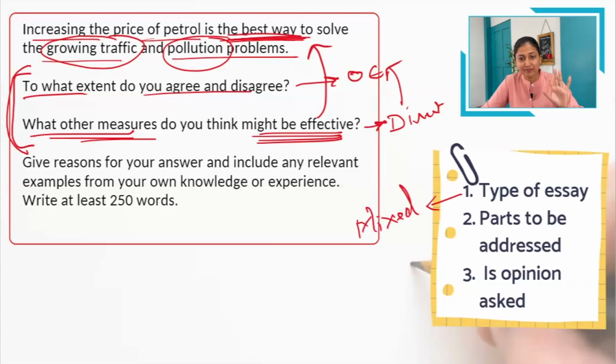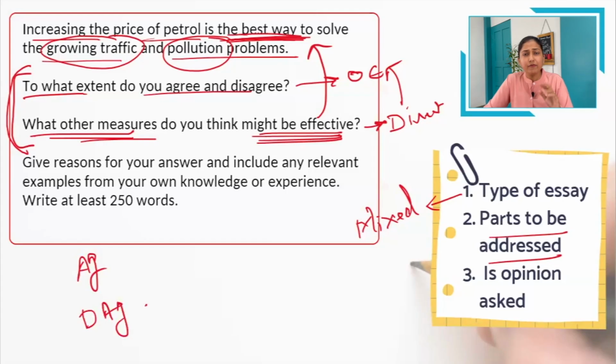Understanding how to address this is something we will come to later. For now, relax and understand. Number 2, parts to be addressed. I have to make sure that I say I agree or I disagree. Now in this case, it is asking for your opinion. Do you agree or do you disagree?